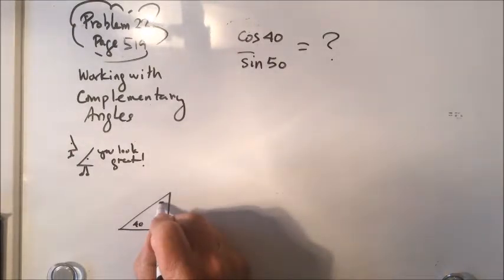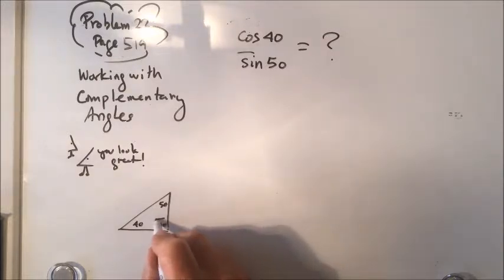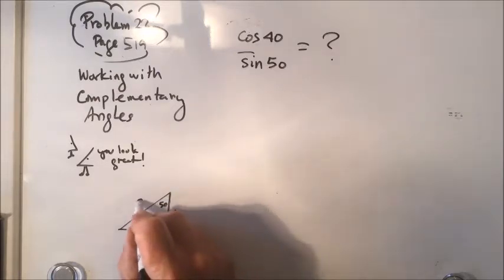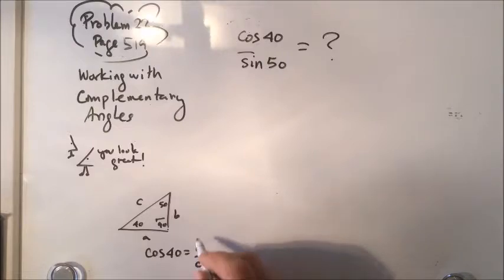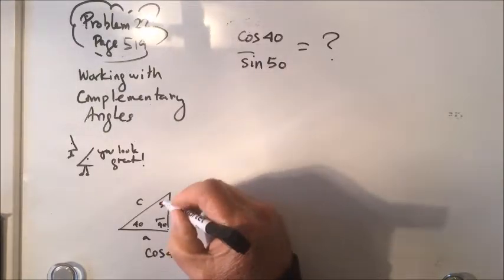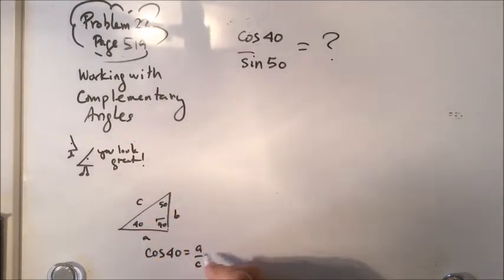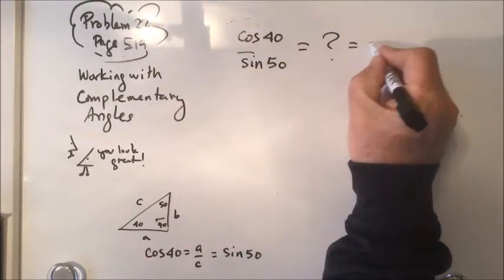If this is 40, this is 50, because we got to add up to 180, and this right triangle has got a 90 right there. So let me just call it A, B, C again. And if I want to calculate the cosine of 40, I need the adjacent over the hypotenuse. And if I want to calculate the sine of 50, I need the opposite over the hypotenuse, which is the same thing again. So there we see it. Cosine of 40 is equal to sine of 50. This is going to be equal to 1.